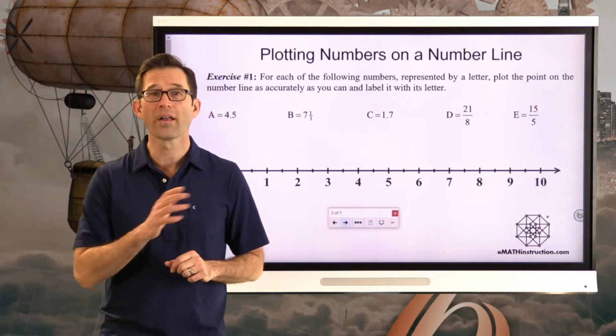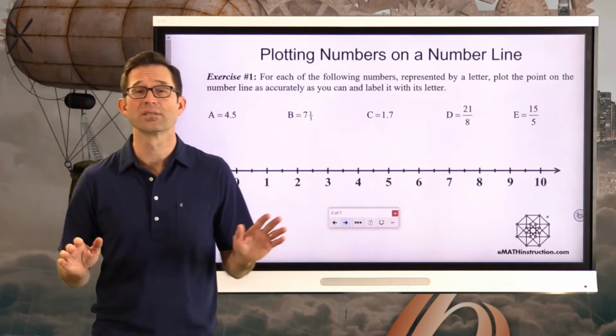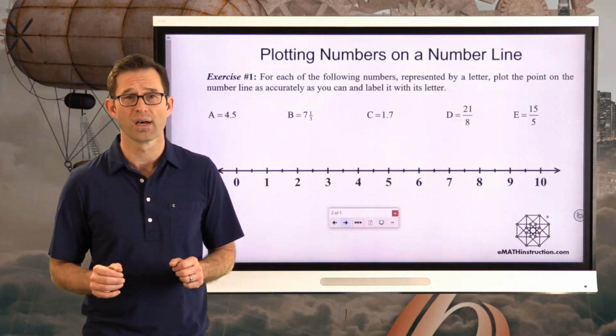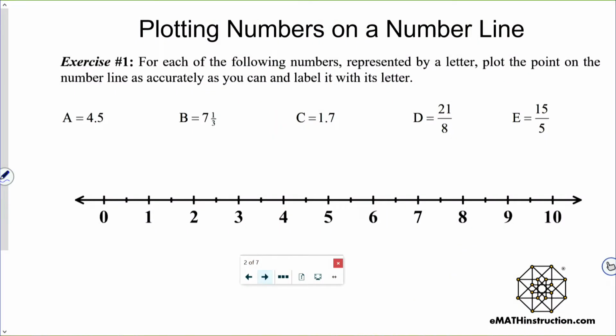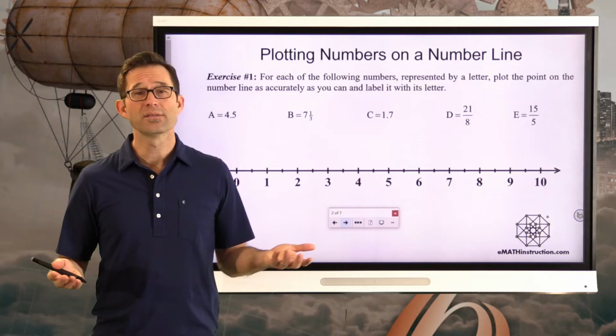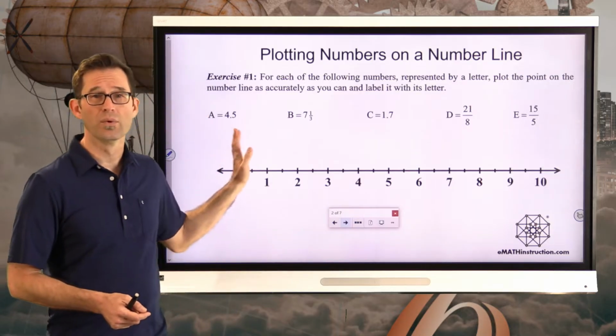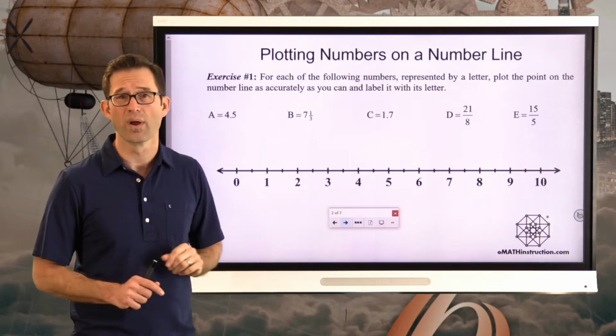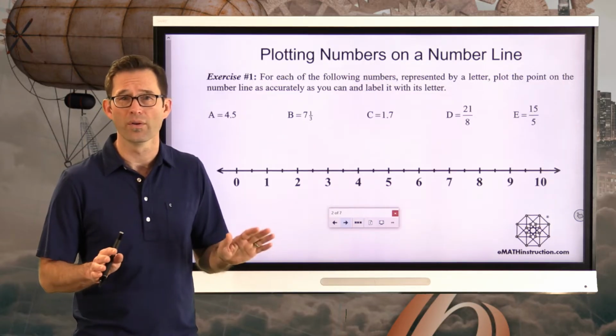Here we go, plotting numbers on a number line, right? This is extremely important and you've been doing it for years and years. So let's take a look at exercise number 1. For each of the following numbers represented by a letter, plot the point on the number line as accurately as you can and label it with its letter. Anyway, here we go. And it's simple enough. We'll do letter A first and then have you do the rest of them on your own just to see how well you do.